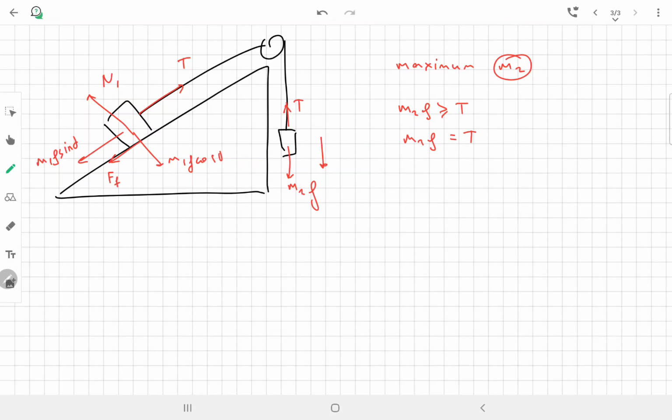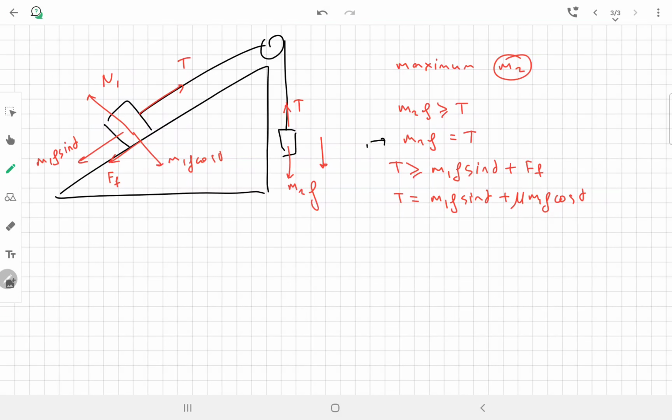Now let's come to the first object, M1. Tension should be greater or equal m1g sine alpha plus friction force. Tension should be greater in order to move upward for the first object. So tension equal to, we will use equal sign for now just to find maximum value, m1g sine alpha plus here again friction force reached its maximum value, mu m1g cosine alpha.